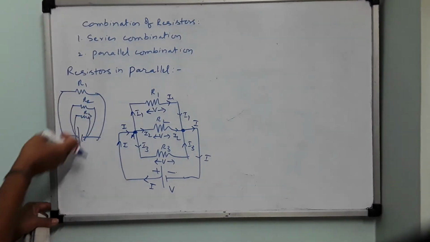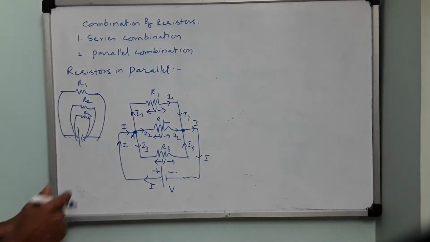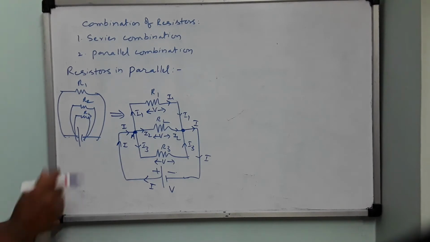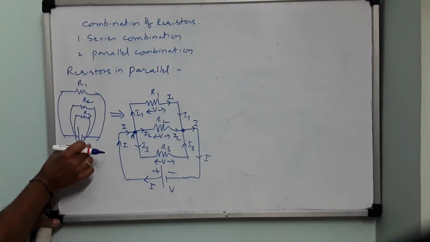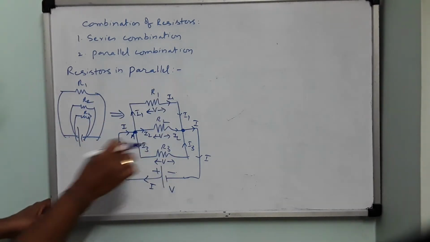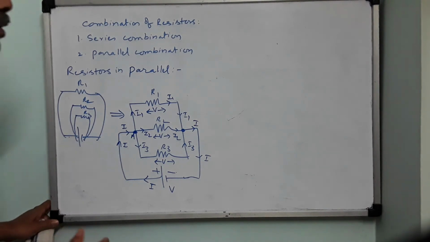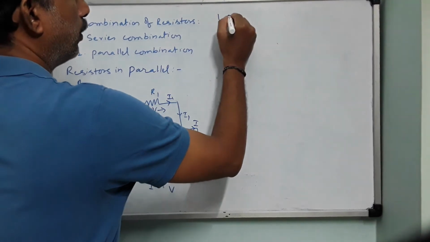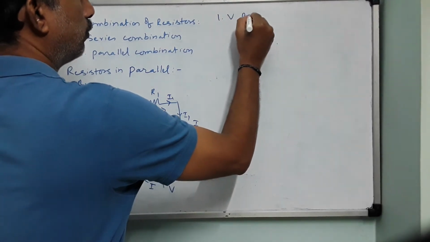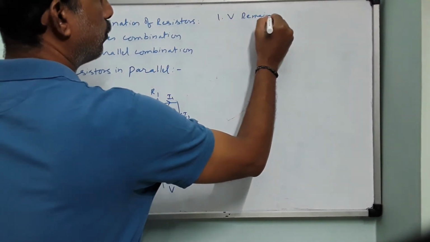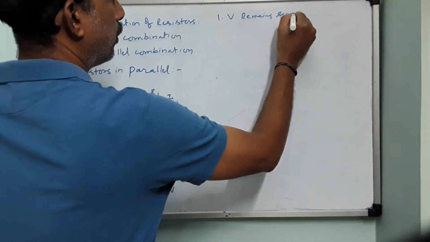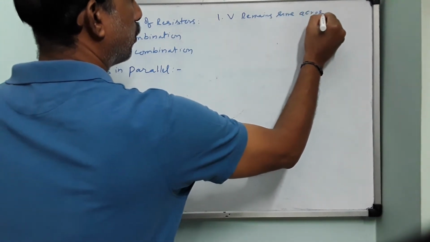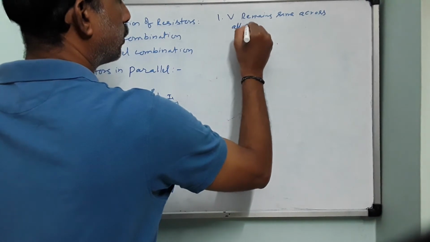So instead of seeing this combination like this, you can also see this as the equivalent combination of the resistors. Every resistor is directly connected to the terminals of the battery. Therefore, all the resistors will have the same potential difference across them. Now from V equals, the first point you should write is: V remains the same across all the resistors.